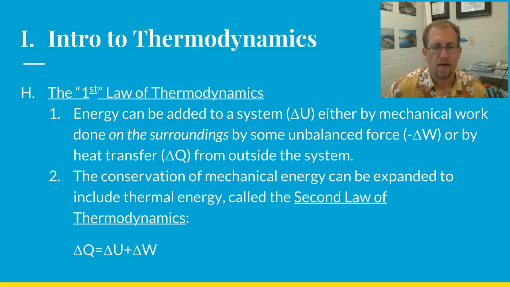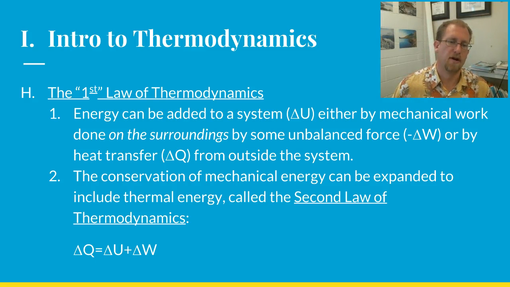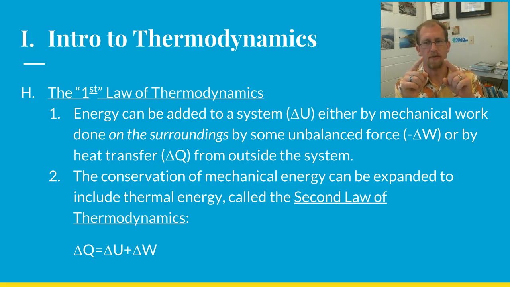Let's look at the first law. The first law of thermodynamics, which was actually discovered first, hence it's got its name, but then we've discovered that the 0th law is more fundamental. The first law of thermodynamics is that energy can be added to a system, which would be a change in the total internal energy, change in U, either by mechanical work done on the surroundings by some unbalanced force, and we say that that's change in W for work, right? But notice it's a negative W because we're looking at what change happens to the surroundings, not what change happens to the system. So we put a little negative sign in front of that, okay?